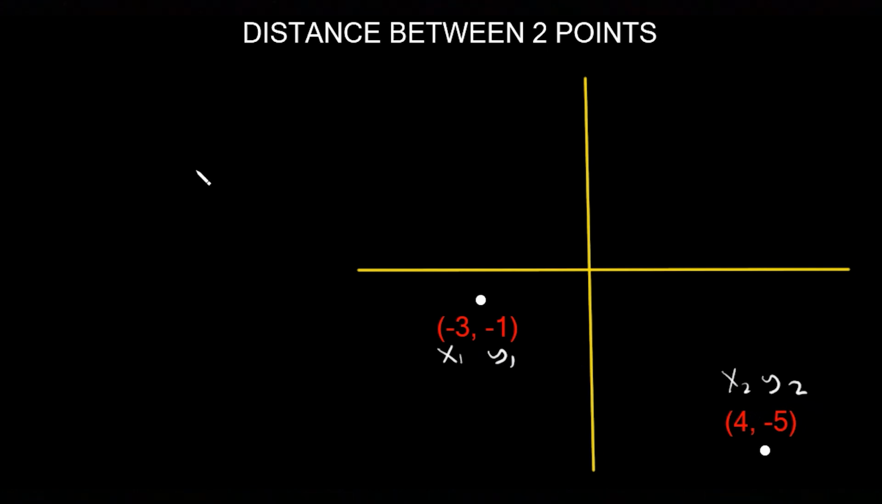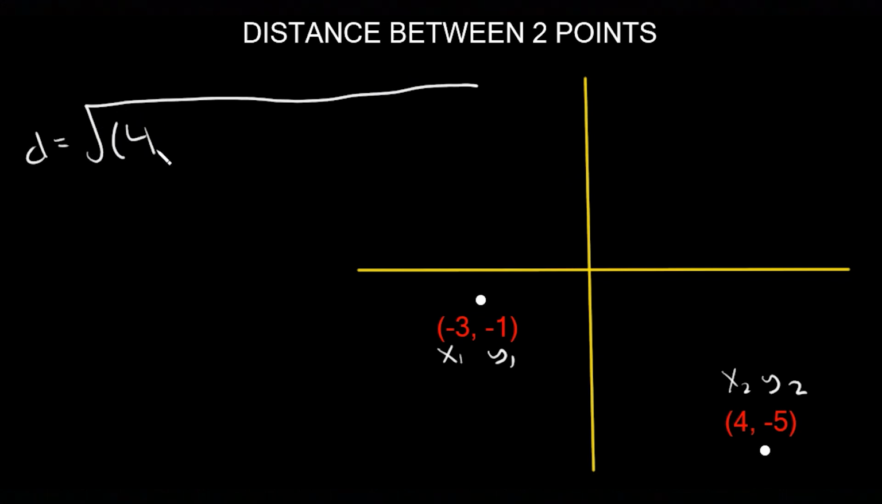All right. So plugging it in, we get d is equal to the square root of, so our first value here is going to be x2. So I have to do x2, which is going to be 4, and then minus my x1, which is -3. The two negatives make a positive, so plus 3, and then square it. Then I have plus my y2, which is going to be -5, and then minus my y1, which is -1. Again, the two negatives make a positive, so it becomes +1, and then squared.